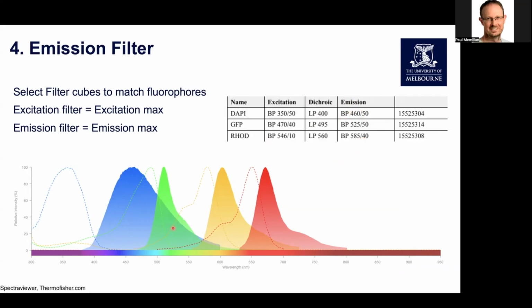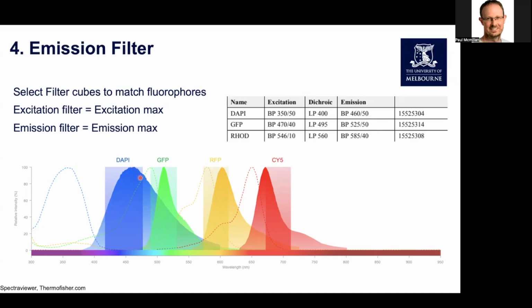So what we want to try and do, this is spectral viewer from Thermo Fisher. These are 4 stains that we're including here. The dotted lines are our excitation spectra, and the solid lines are our emission spectra. What we want to try and do is just make sure that these emission bands actually match with where our light is being emitted, right?